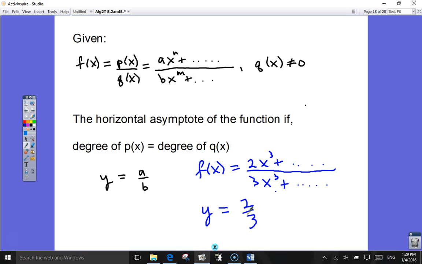So if we were going to graph these, we would go to our graph and draw at y equals 2/3, make a dashed red line or a dashed line, and use that as a guide for drawing what's going on at the ends.